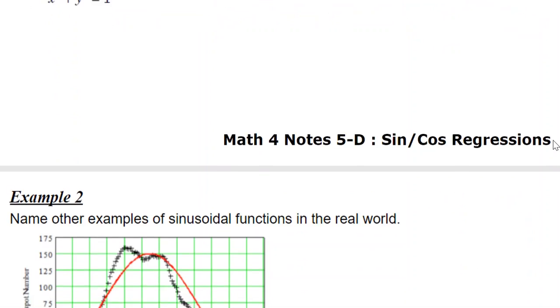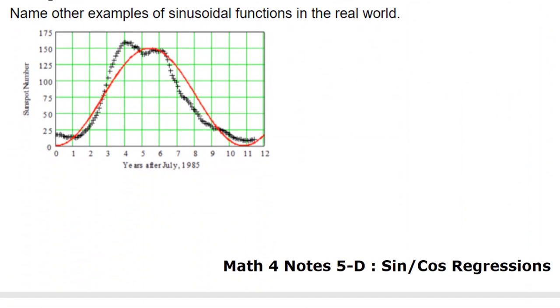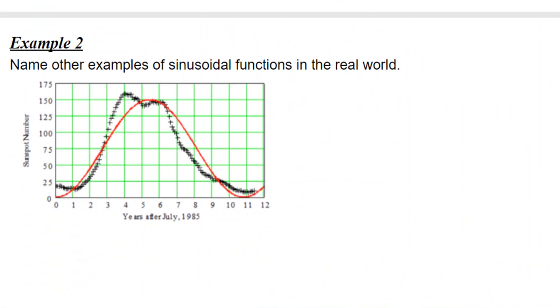Now, let's move on to the real world. This is a graph of sunspot numbers, and this represents data from July of 1985, and each one represents a year, up to 12 years later, and you're noticing that it's somewhat in the form of a sine wave.